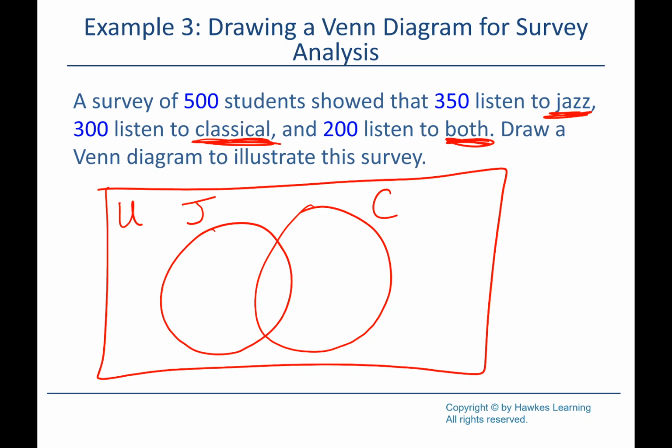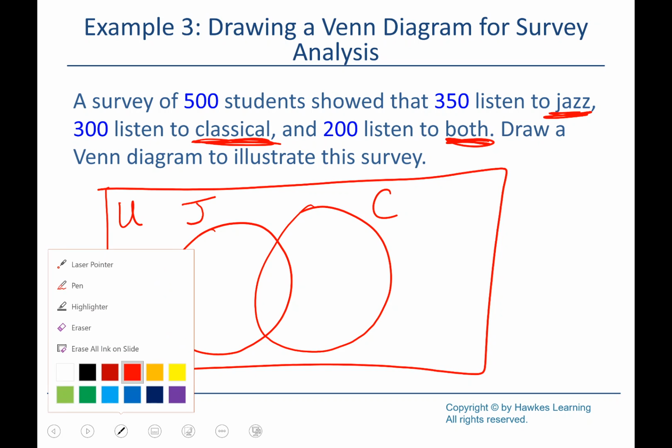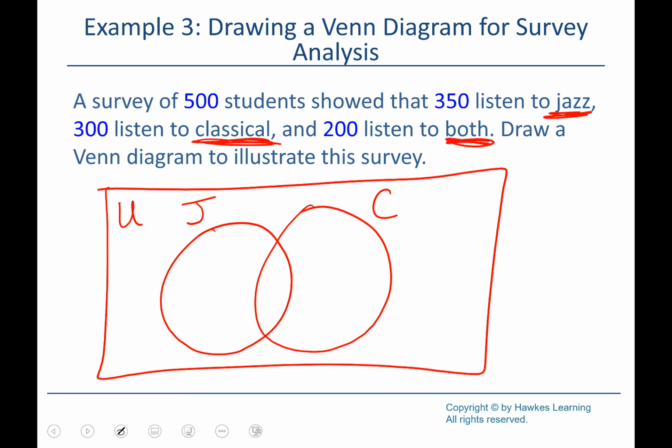When we're doing these, you always want to start where you have the most overlap and work your way out. You'll see why in just a second, because sometimes we're going to have to subtract as we work our way out based on the information they give us. And it really goes back to the inclusion-exclusion principle. We don't want to double count. So the overlap between these two, the place where we have people that listen to both, we have 200 in there.